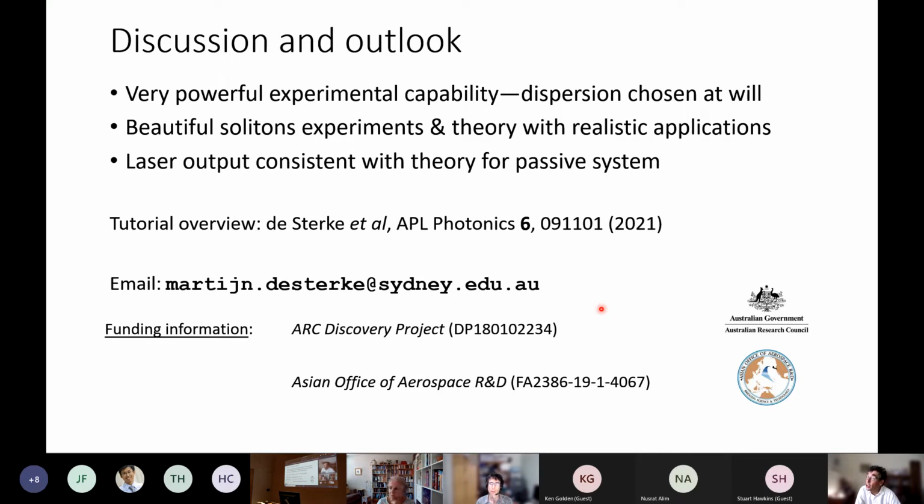And perhaps surprisingly, this is a system with gain and loss. It's a laser system, of course. But the laser output is consistent with the theory for passive systems. And that is because the gain and the loss, in effect, don't do very much. They just make sure that the energy in the system is maintained. It doesn't contribute to the pulse shaping in any way.